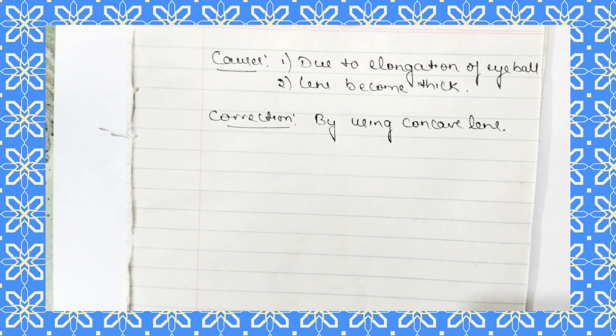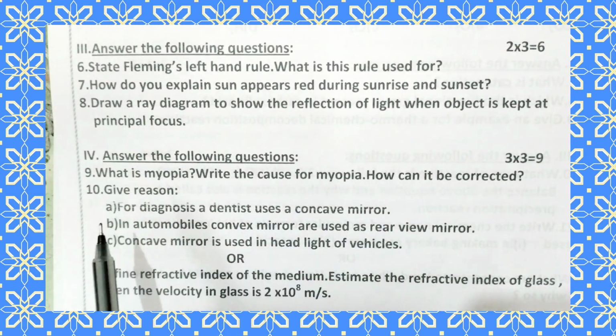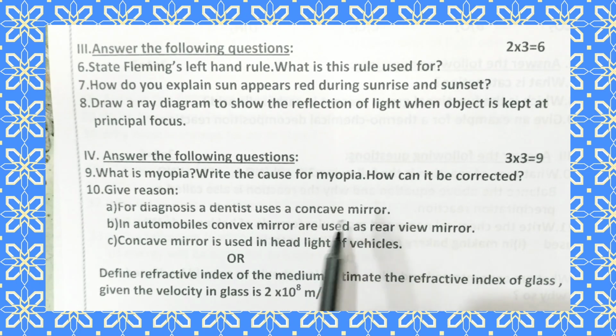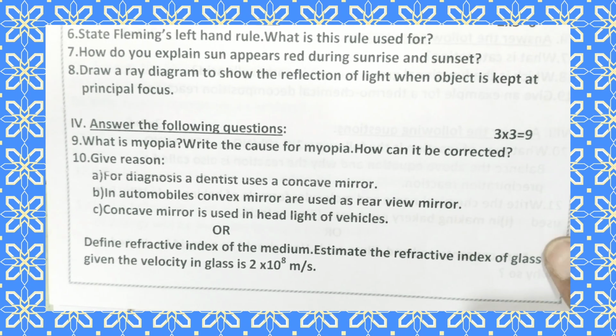Now let us move to question number 10. In question number 10 they have given: give reason for, a dentist uses a concave mirror; in automobiles, convex mirrors are used as rear view mirrors; concave mirror is used in headlights of vehicles. There is an internal choice question: define refractive index of the medium. Estimate the refractive index of glass given the velocity in glass is 2 into 10 to the power of 8 meter per second. So let us solve both the questions.